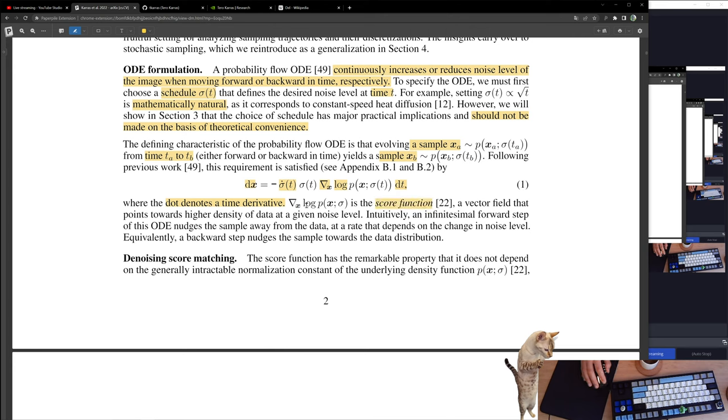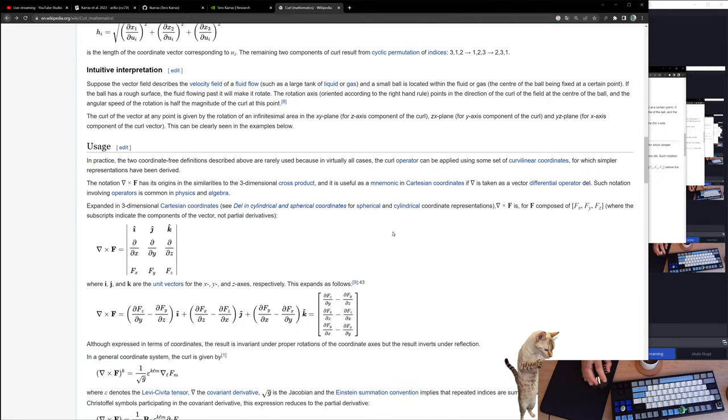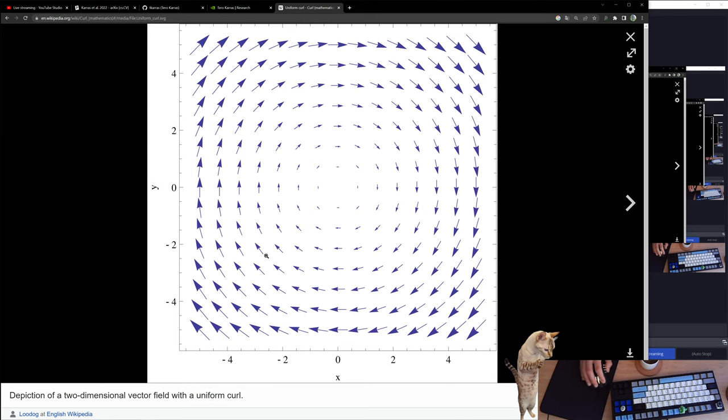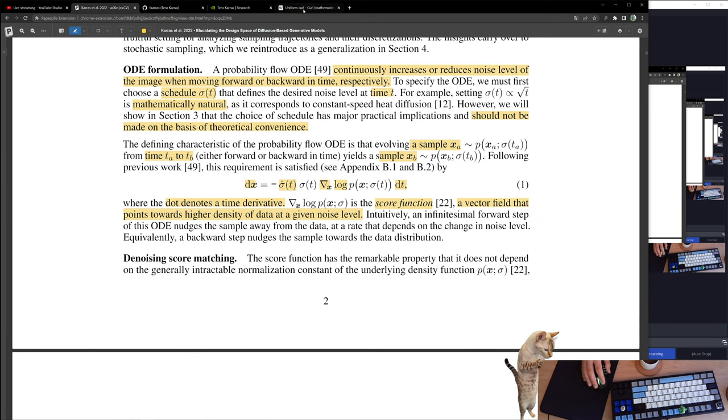They're calling this part here the score function. A vector field that points toward higher density data at a given noise level. So when you take the derivative of the distribution of x with some noise with respect to x, you're going to get a vector field, right? There was a picture here. This is a vector field, right? And in this space, which of course is high dimensional, so it's not 2D like this, it's difficult to visualize, but it points towards a higher density of data.